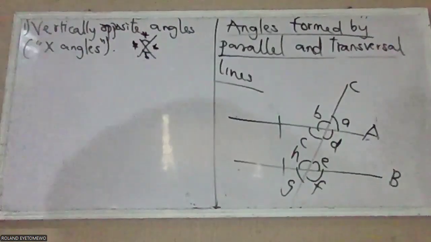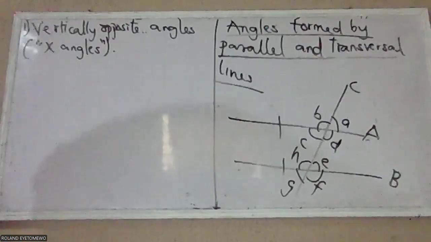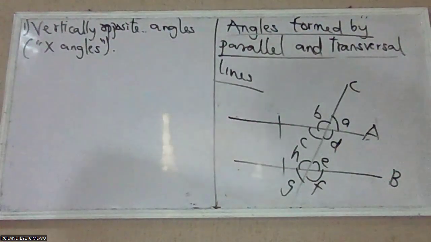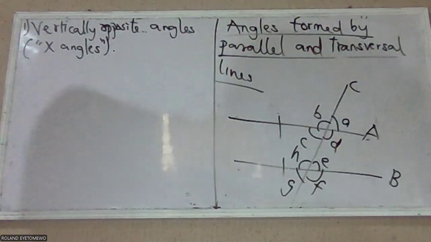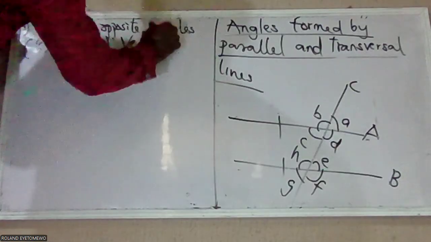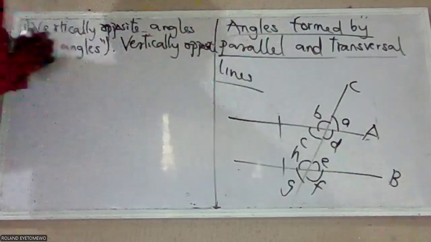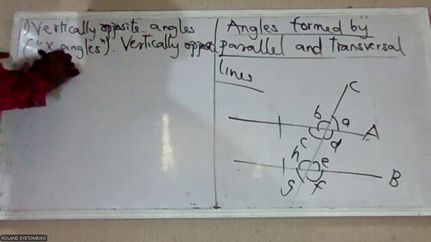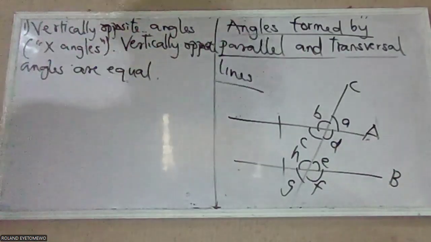Now let's come back to the diagram we drew and look out for the vertically opposite angles. But there's something you need to know. Vertically opposite angles are always equal to each other. Vertically opposite angles are equal.